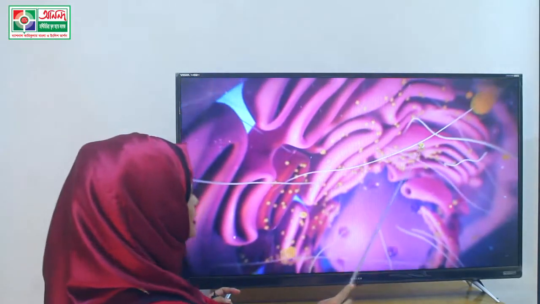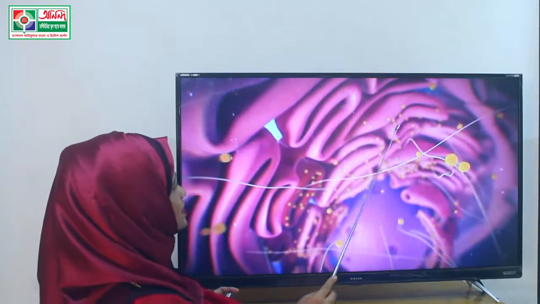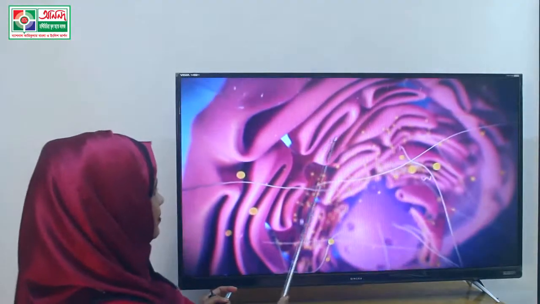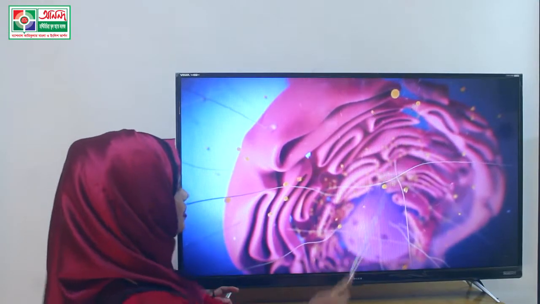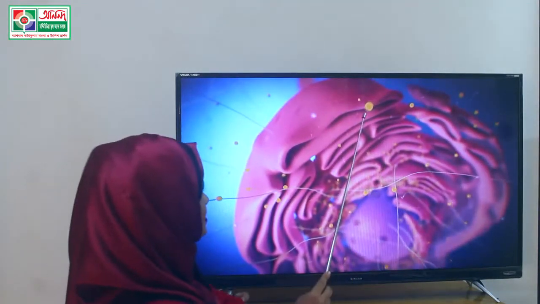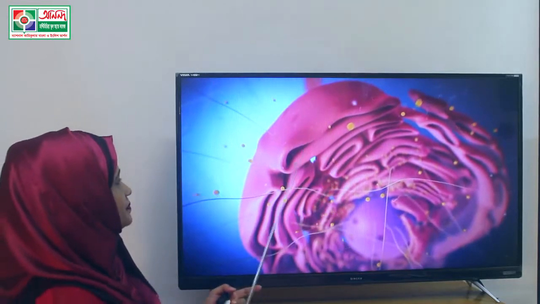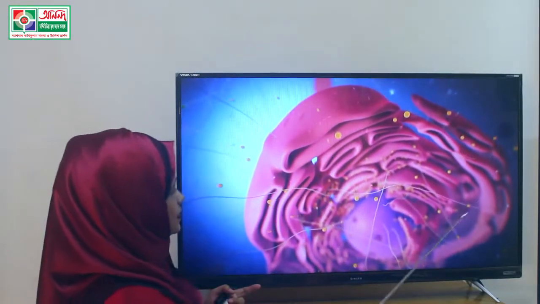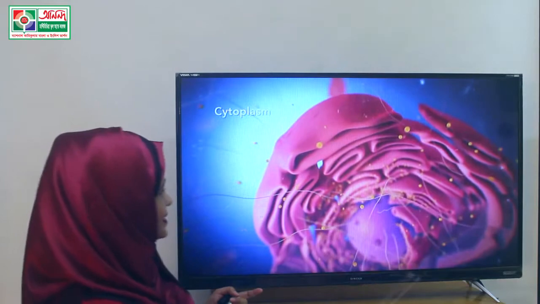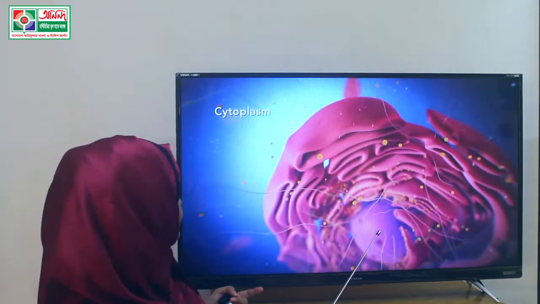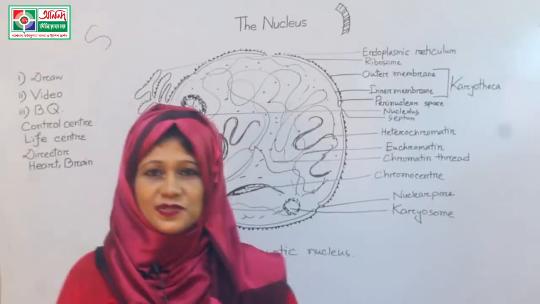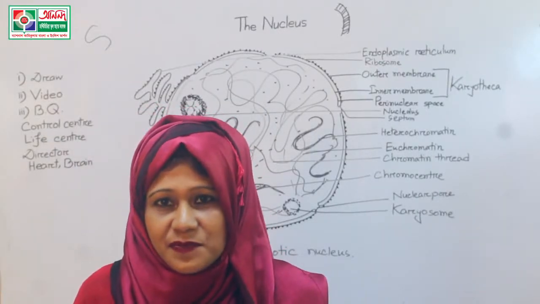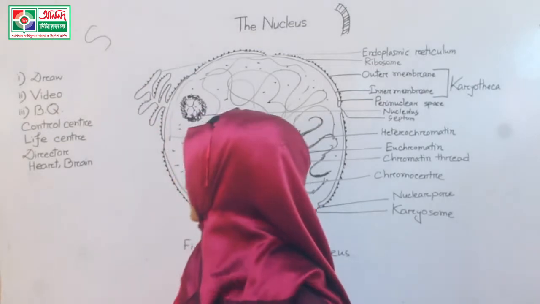This ball is floating and these balls are attached with the endoplasmic reticulum. These are ribosomes, all are ribosomes. These are attached and these are wandering freely in the cytoplasm. Okay students, this is our nucleus. Look, this is cytoplasm.